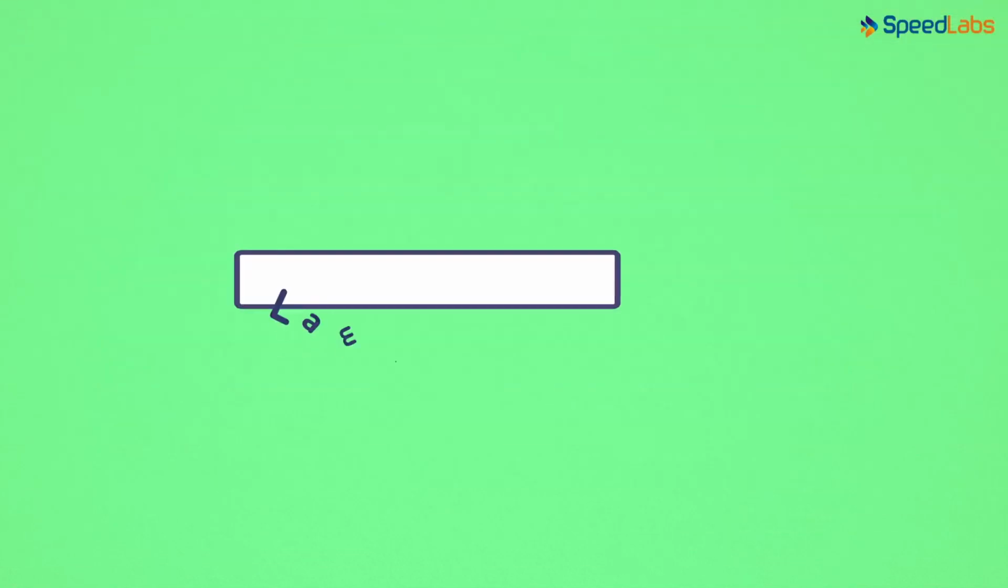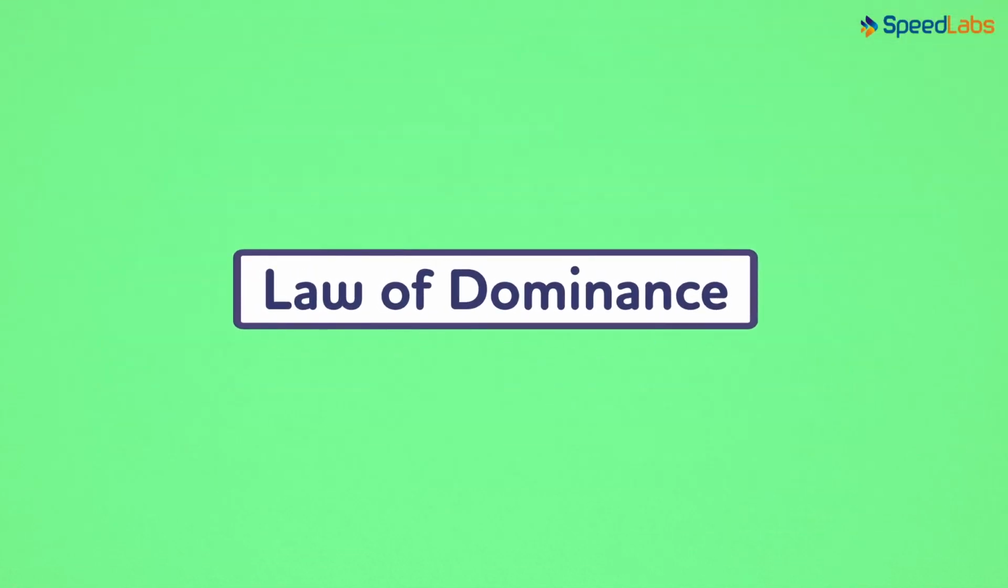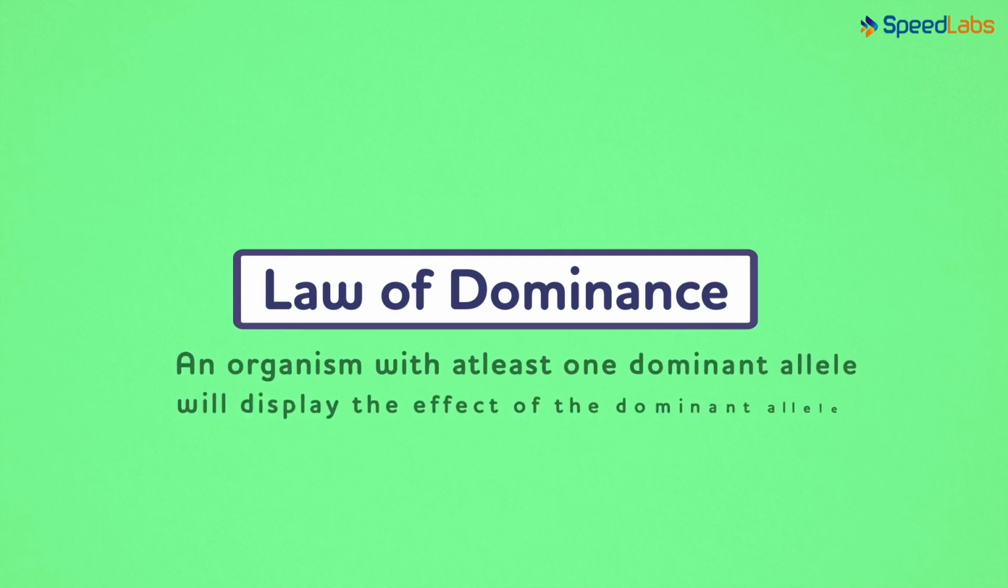Now it's time for us to have a look at the third law, which is the law of dominance. Can you guess from the name what this law tells us? It's very simple. It states that an organism with at least one dominant allele will display the effect of the dominant allele. We know this.